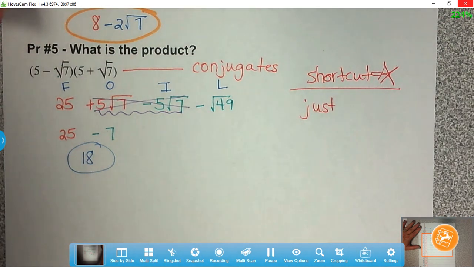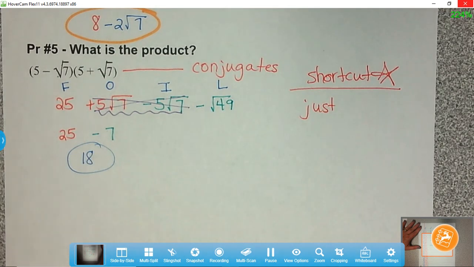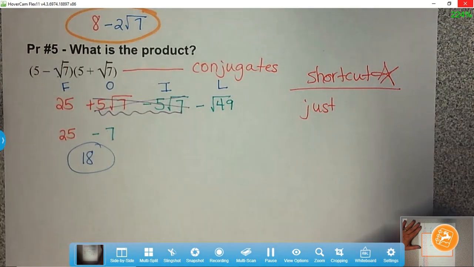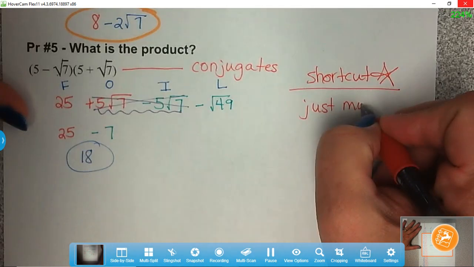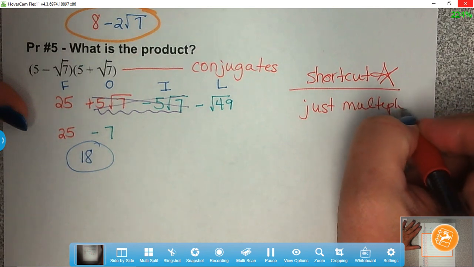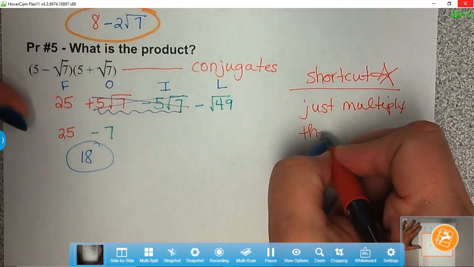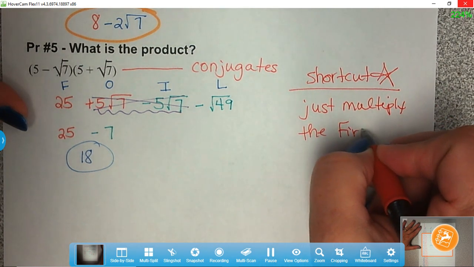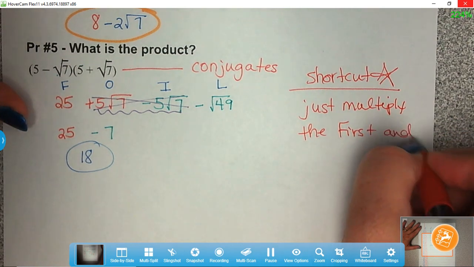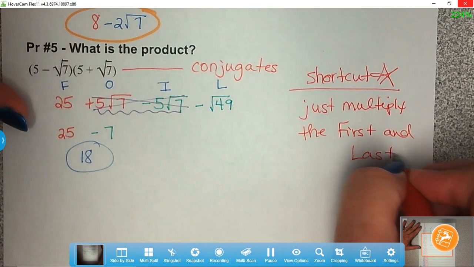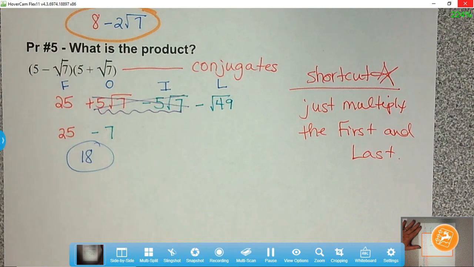I'm going to have to pause just 1 second and I'll be right back. All right, so to finish this one up, our shortcut would be to just multiply the first and the last. Okay, so that is it for section 6.3.